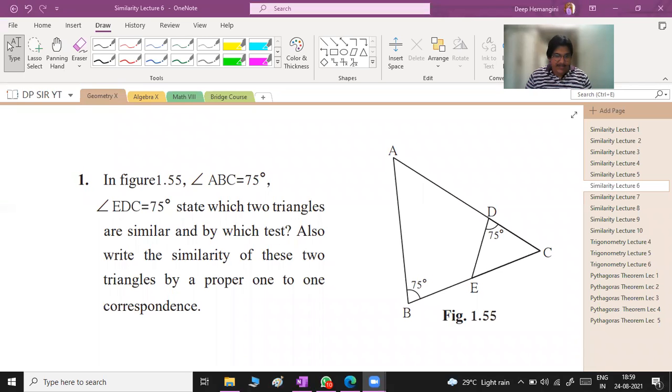Let me share my screen. I hope my screen is visible. Let me go to the full screen mode of OneNote and check if I'm able to write or not. Okay, I can.